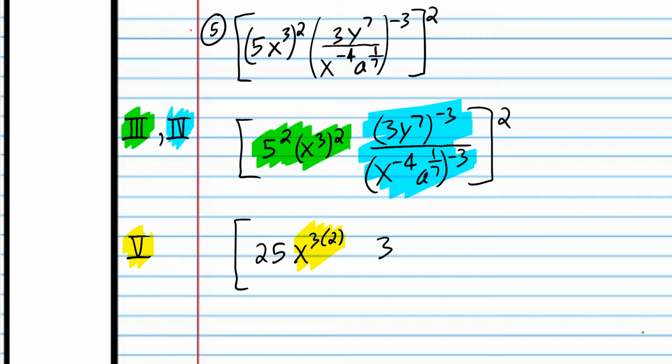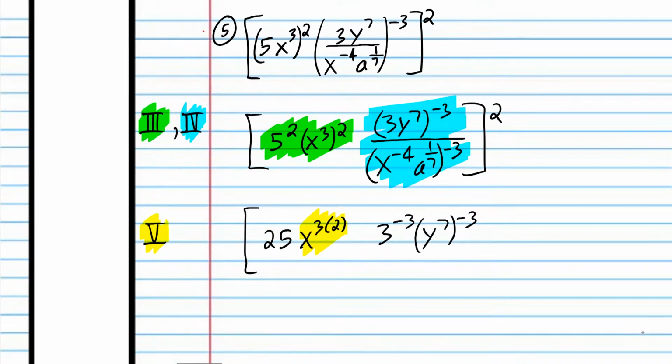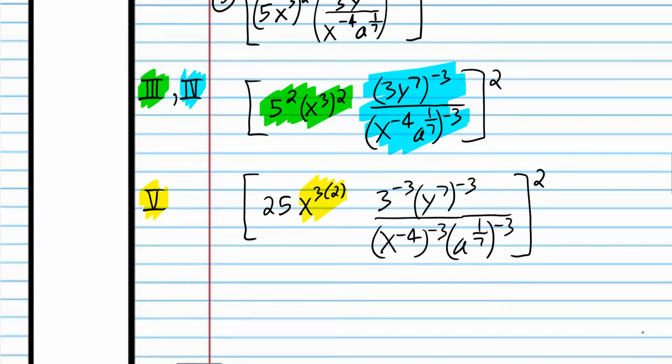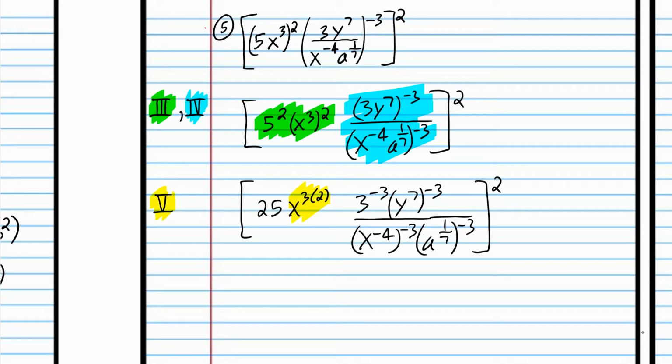and we're going to use rule number 3 again over here, because we have a product. 3 times y to the 7th is a product, and we're raising it to some power. And on the bottom we're going to use rule number 3 again, so we have a product, x to the -4 times a to the 1/7 raised to some power -3. So we take each factor in the product and raise it to that power, and then multiply the results. So that was rule number 3.